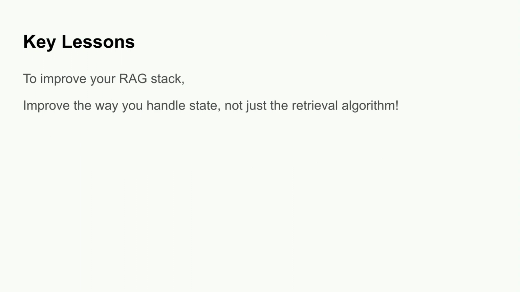One of the key lessons here is that if you want to improve your retrieval augmented generation stack using LLMs, you want to improve the way you handle state and not just the retrieval algorithm. That's the purpose of the talk today. The higher order bit is that if you want to build an LLM system over your data, you need to take into account all these considerations if you're going to build a production quality application.